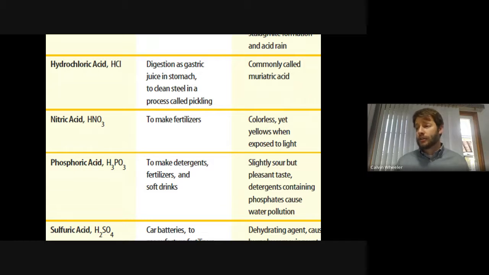The next one is hydrochloric acid. Hydrochloric acid, this is an acid that you have with you at all times. It is produced in the stomach, and it's used as an aid in digestion along with enzymes like pepsin. The common name for this is muriatic acid. The hydrochloric acid in your stomach is not super concentrated, but it is concentrated enough that it is dissolving the lining of your stomach at all times.